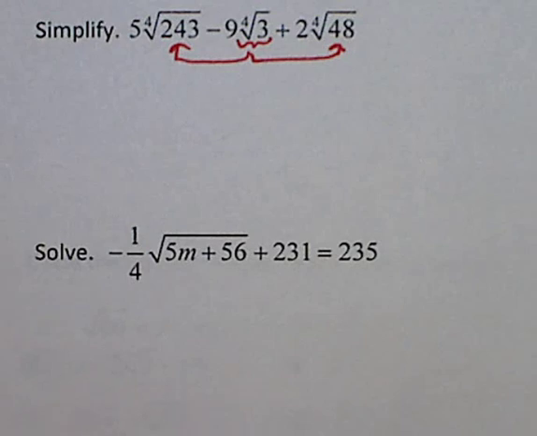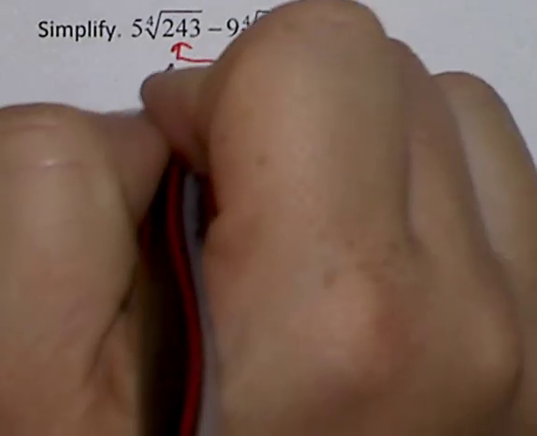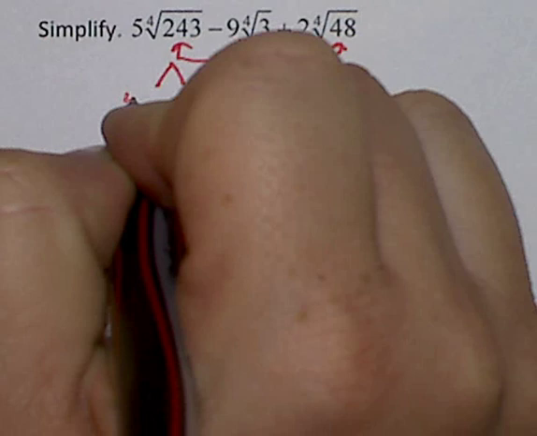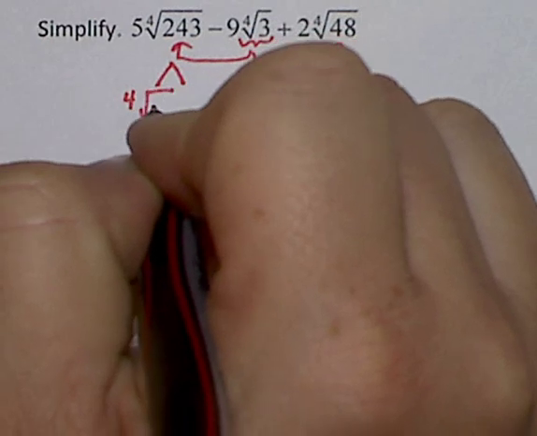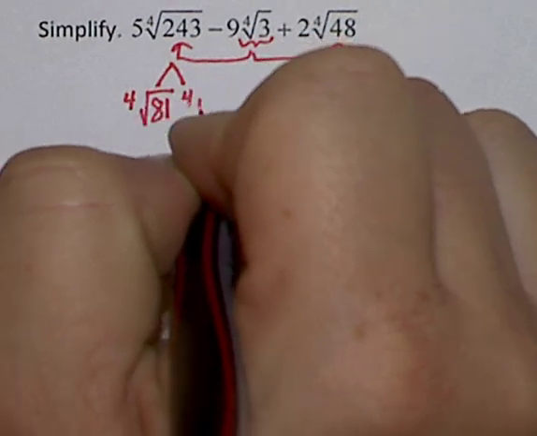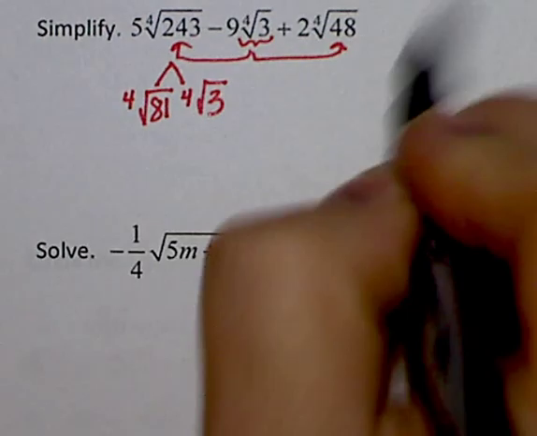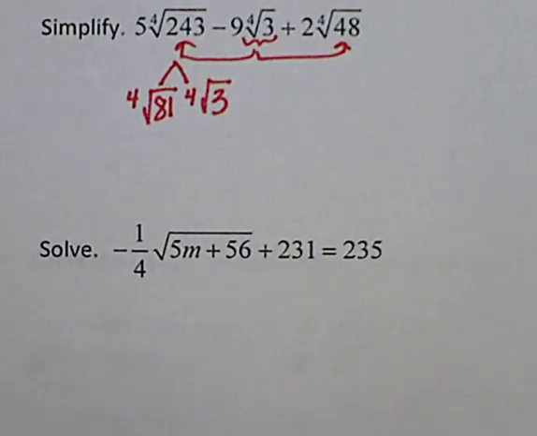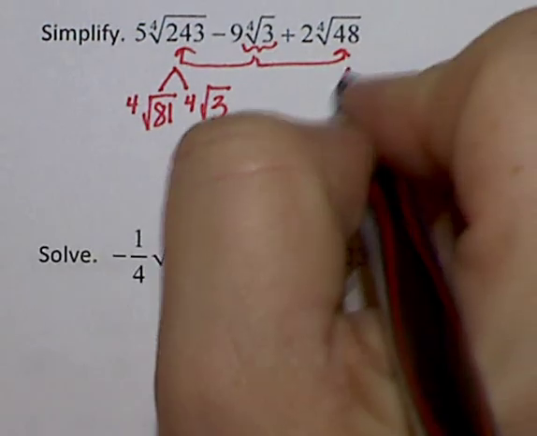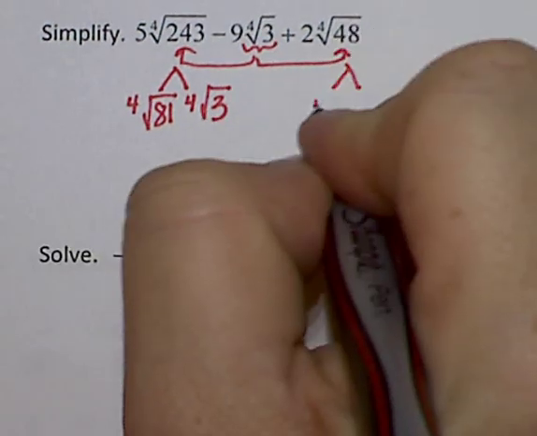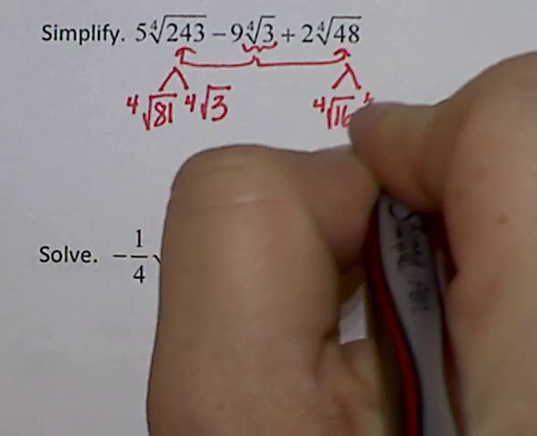Okay, good. So we're going to take this and I'm going to break down 243 into the fourth root of 81 and the fourth root of 3. Okay, please take 48 and also divide it by 3. Take 48 and divide it by 3. Your answer is 16. Is 16 in that column? Okay. Break this apart: fourth root of 16 and fourth root of 3.